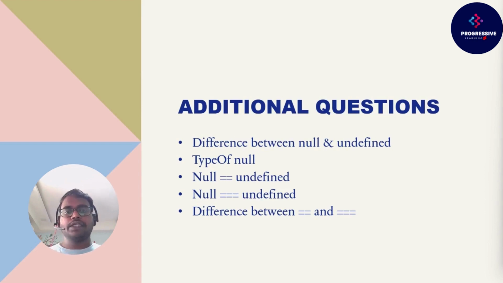Whenever you have double equal to and triple equal to, as I told you, there is a concept called type coercion, which internally converts them into a boolean. Null doesn't have any value. Undefined also doesn't have any value. So both will be converted to false and hence it returns true. Triple equal to, because it compares the data types, returns false. So these are the additional questions, friends, which you might get while answering these kinds of questions.